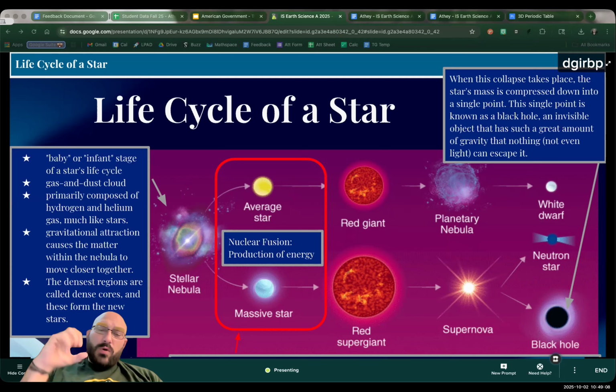A white dwarf is very, very small. It's dim, relatively speaking, and it's fusing together carbon.